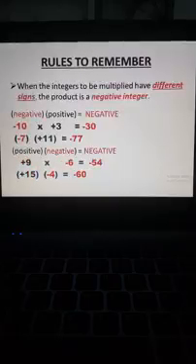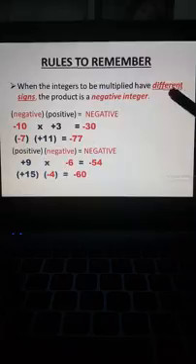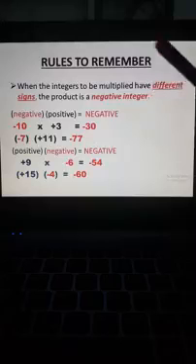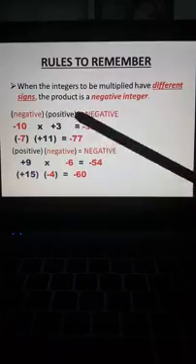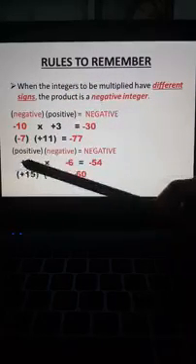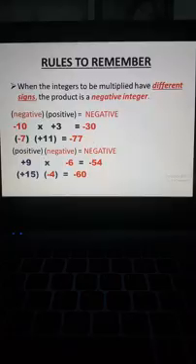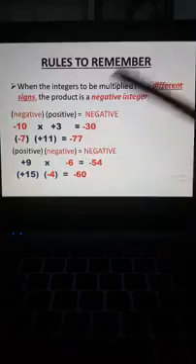Moving on. Now, rule number 2. When the integers to be multiplied have different signs, the product is a negative integer. That would mean negative times positive equals negative, and positive times negative equals a negative integer. Let's try the two examples.